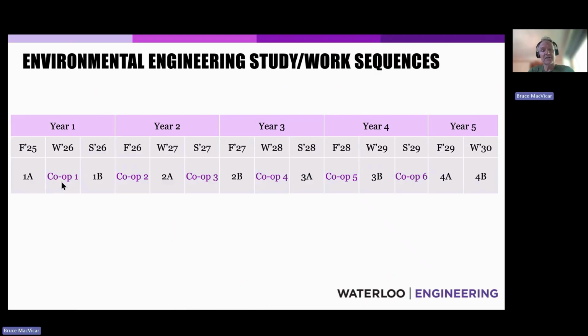You'll immediately be looking for jobs. So co-op 1 is in the winter. You go out and you earn money in the winter of 26, and then you're back for the spring term, or the spring summer term, 26. So it goes on and off like that all the way through until year 5, where you have to complete the degree, 2 school terms in a row.